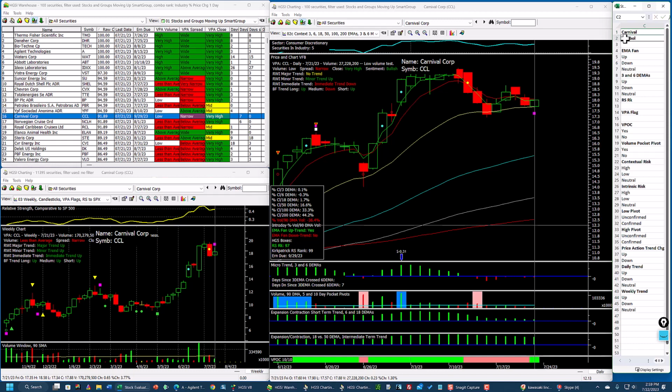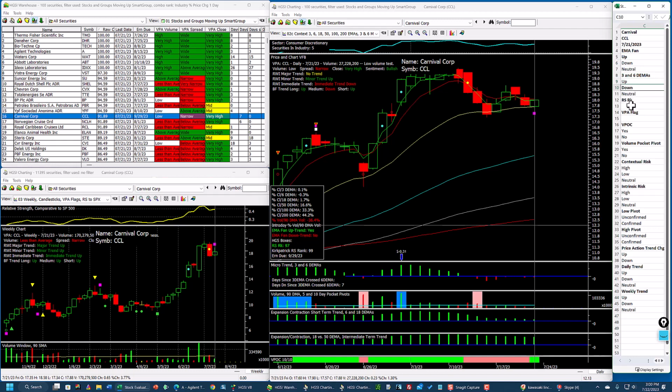The symbol is CCL. The date I'm doing this on, do it this way, 07. Use yesterday's date. That's what the date is from. EMA fan, is it up, down, or neutral? The fan is up, so I highlight that and I do a Control B. The 3 and the 6 are not down yet.